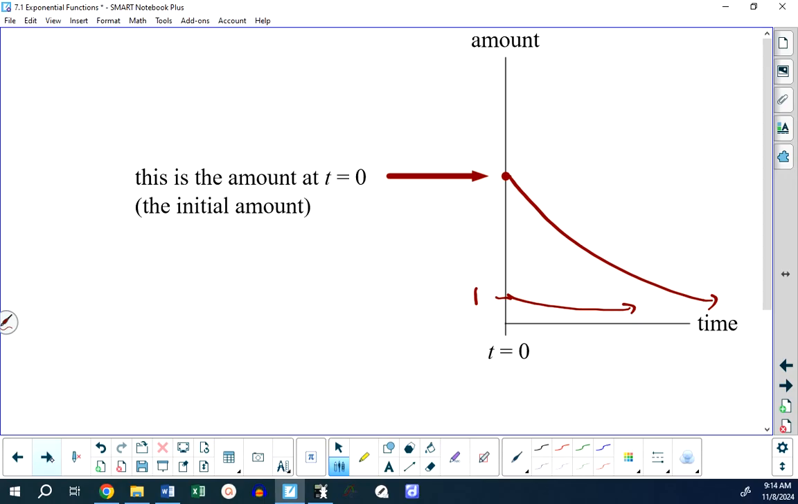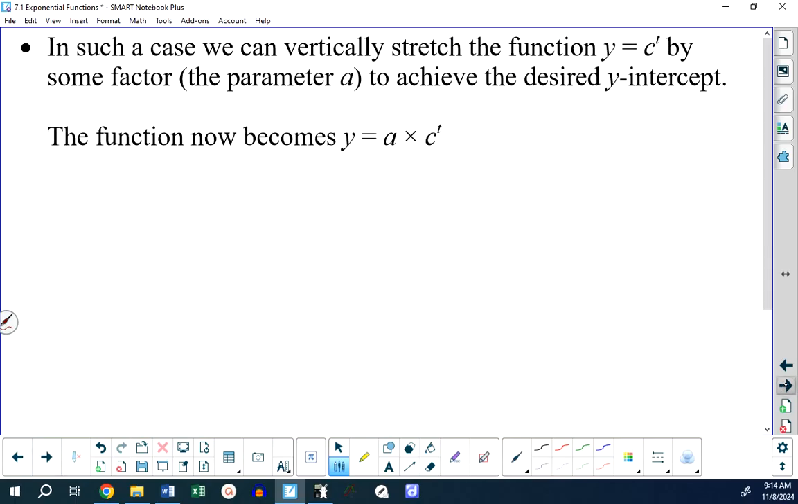You cannot shift it up, because if you shift it up, that asymptote goes up, and it still has to approach 0. So we fix this problem by multiplying c to the t, which is our basic exponential function, with a y-intercept of 1. We multiply it by some number a, and that means the new y-intercept will be a. It's a vertical stretch by a factor of a. That is a very important equation to know.